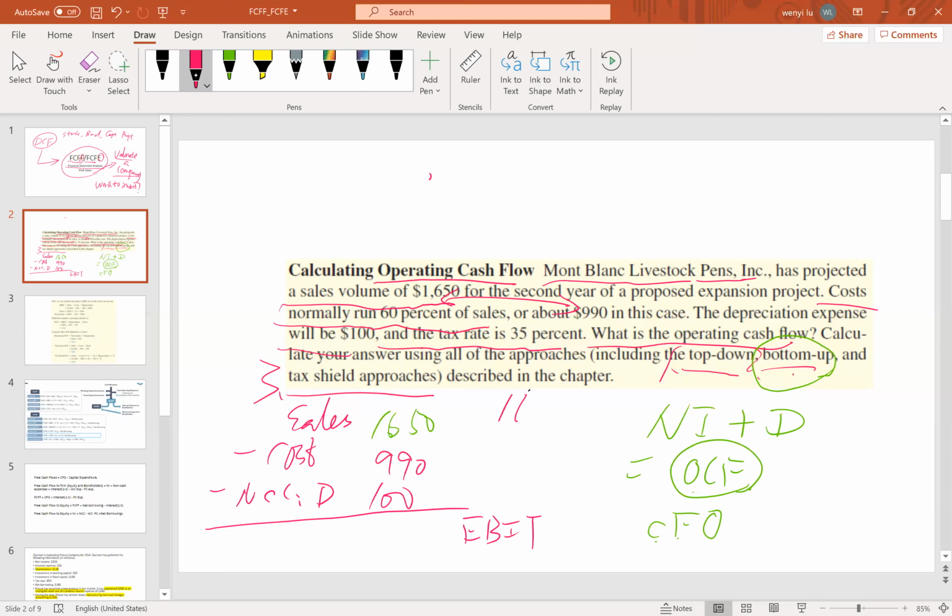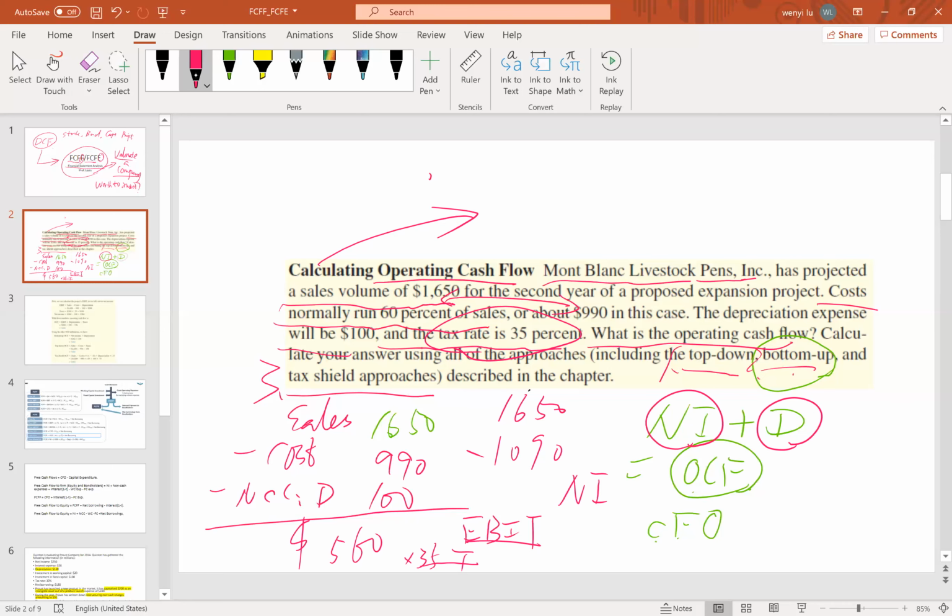So our EBIT is 1650 minus 990 minus 100. Let's do the calculation: 1650 minus 1090 equals $560. That's our EBIT. For this company, there's no interest expense, but we have the tax. Tax is 35%, so you multiply by 35% to solve the tax. EBIT minus the tax is our net income. Net income plus depreciation is operating cash flow. Let's see the calculations here.